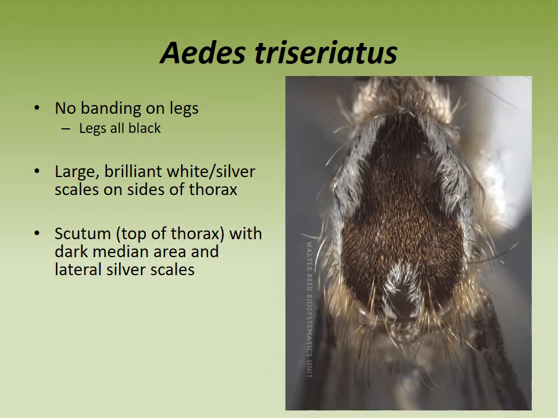The scutum, or the top of the thorax, will have a very large, dark median area. And then there are lateral silver scales. So this is the top of the thorax, the scutum, and you see that this large dark area in the center, and then on the sides you'll see some white scales.